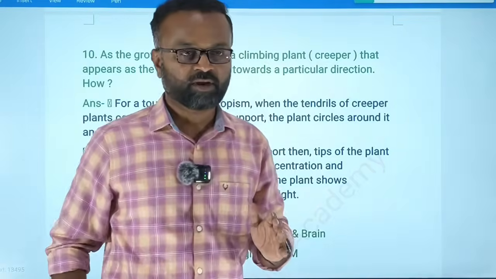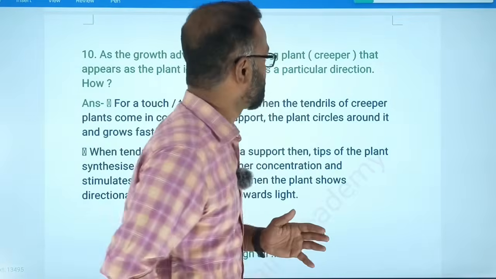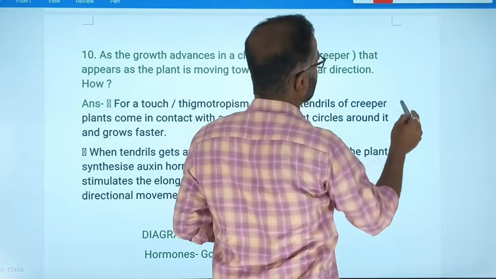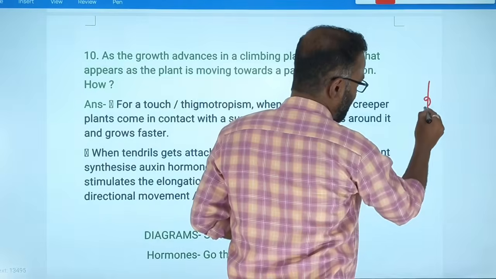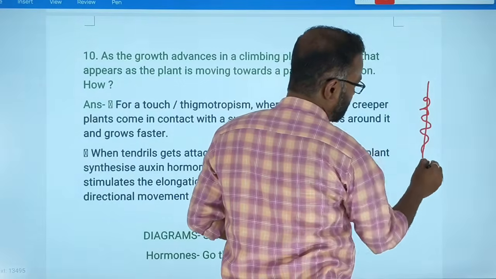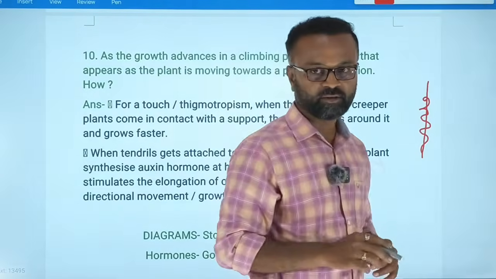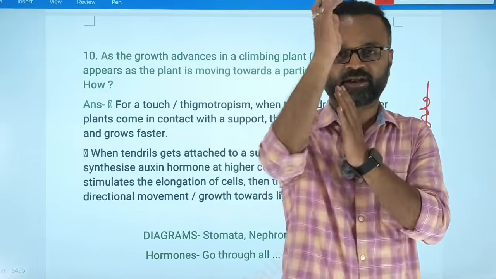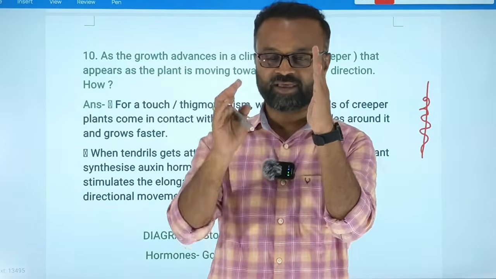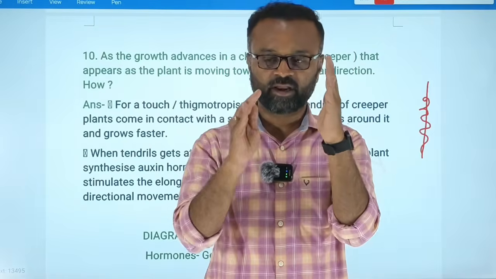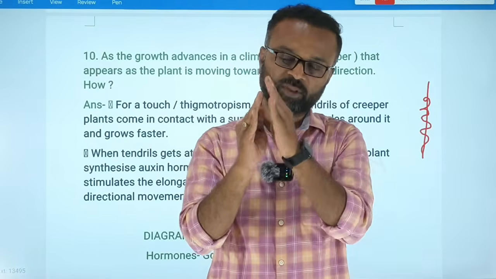What is happening? Now see here, you imagine this is a support, not imagine, here this is a support. You can see the tendrils will start coiling around the support, right? They'll take the support and start coiling, right? How do they do that? Now this is the support. Imagine this is the tip of the tendril. The tip of the tendril is also having auxin hormones.